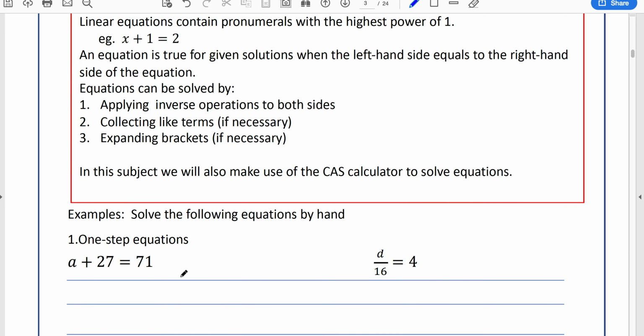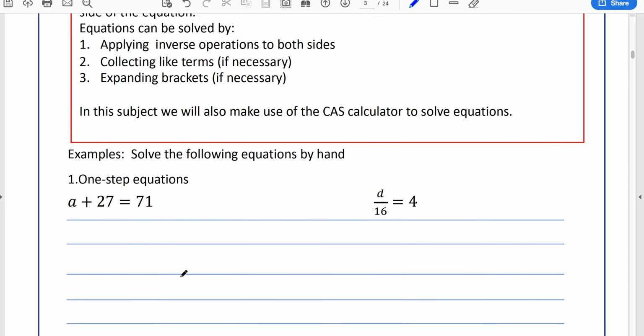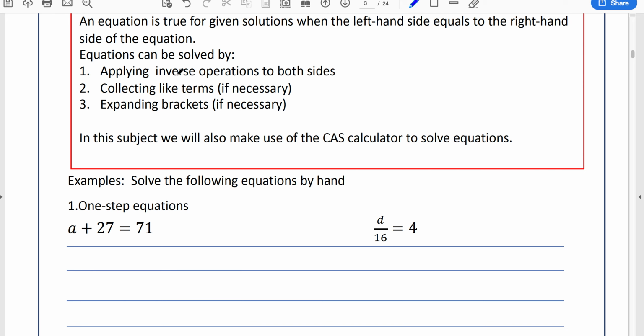So I'm going to just remind you of how we solve. We obviously do the same operation to both sides, and we want to do the inverse operation. So I'll talk you through that as we get through these examples. You'll need to sometimes collect like terms. I think there's one example here where we'll do that. And expanding brackets. If necessary, expand those brackets as well before you solve.